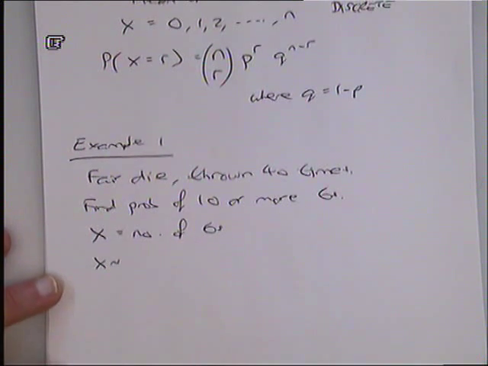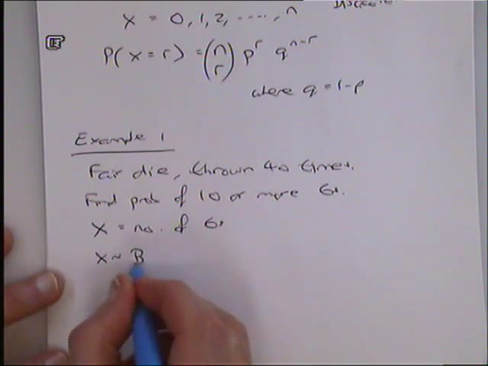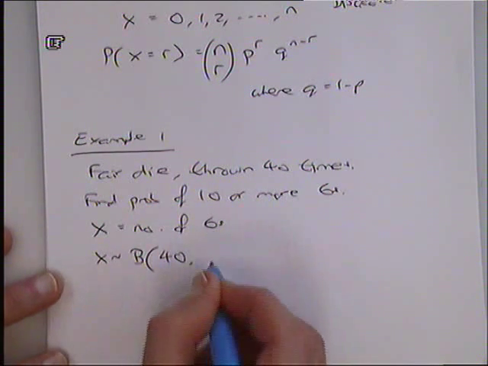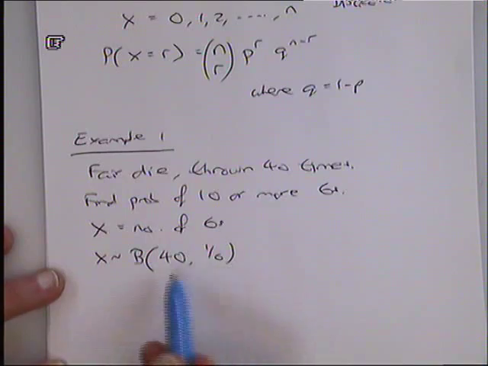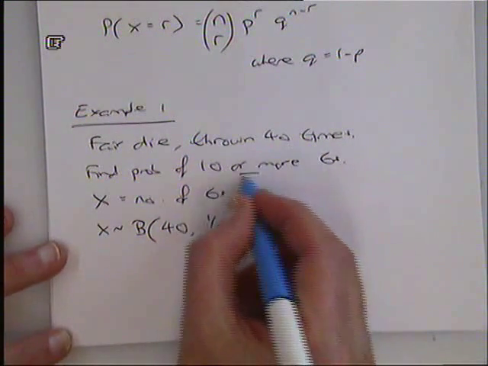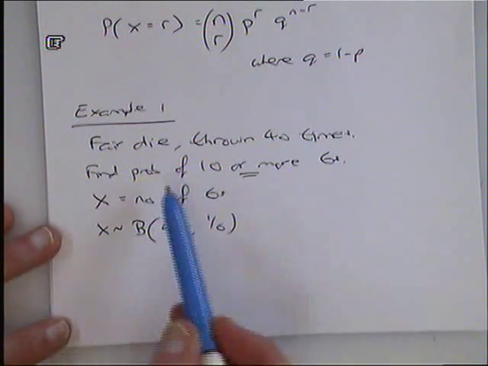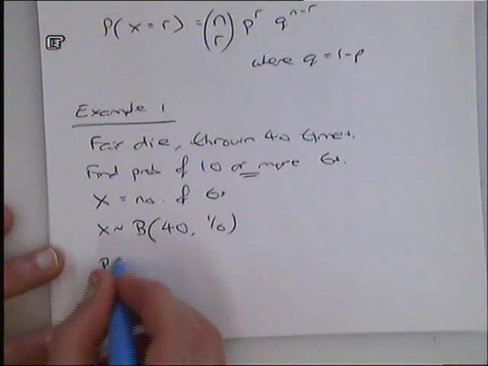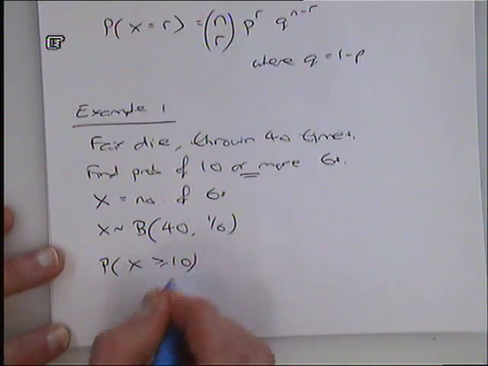How is x going to be distributed? X is binomially distributed with 40 attempts and probability 1 in 6. Yeah. Probability of getting a 6 on a fair die is 1/6. That's the probability of success. N is 40. Okay. So if I want to write down in notation this line here, how do I write that line down in notation? I want the probability that x is greater than or equal to 10.